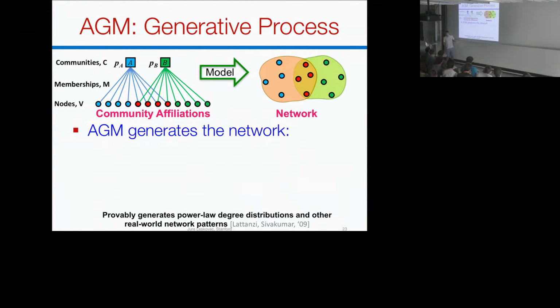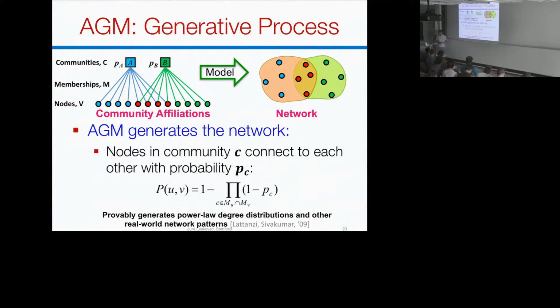Basically, I can go and flip these coins. The way you write out the probability of an edge between a pair of nodes is simply the probability that at least one of the coin flips over the communities that we have in common comes up heads. So it's one out of these events, each one happening with probability P sub C. This is the probability that none of the coins comes up heads, and one minus that is the probability that at least one comes up.